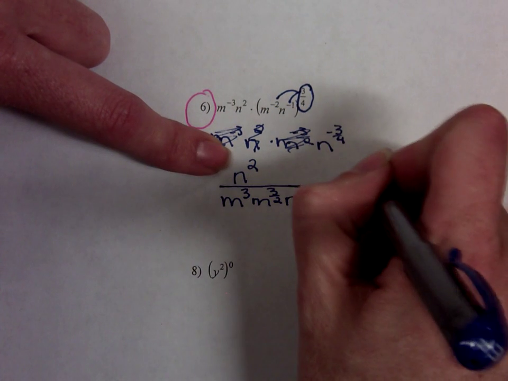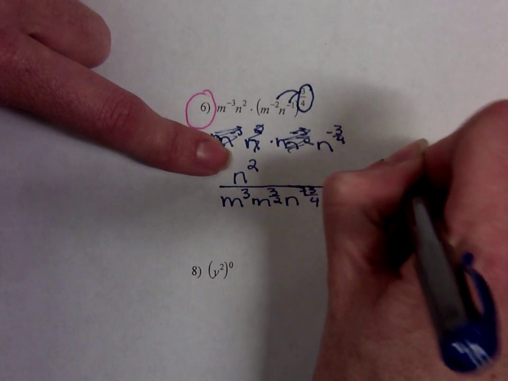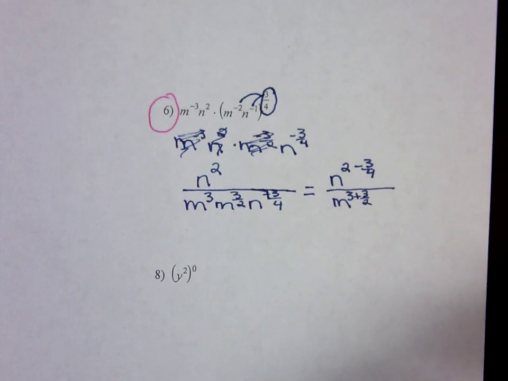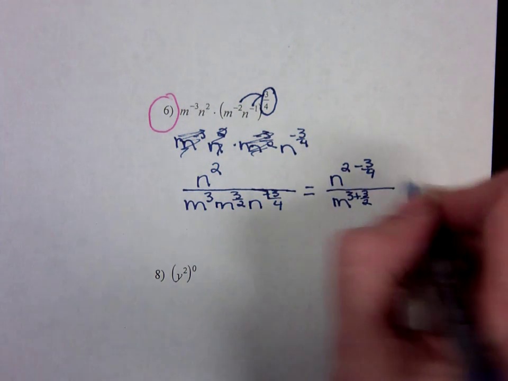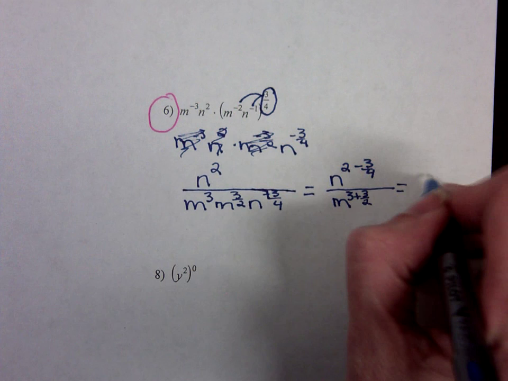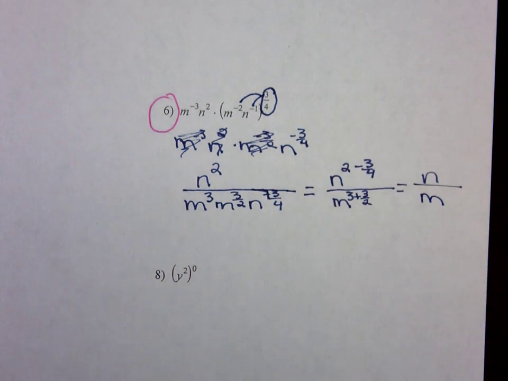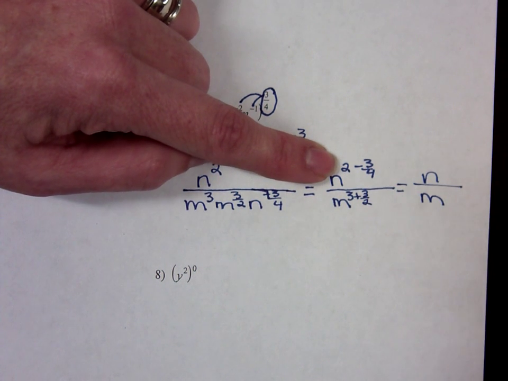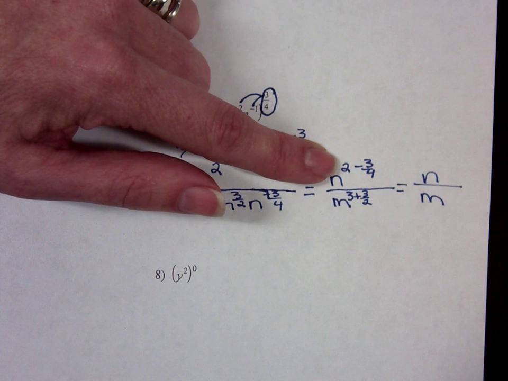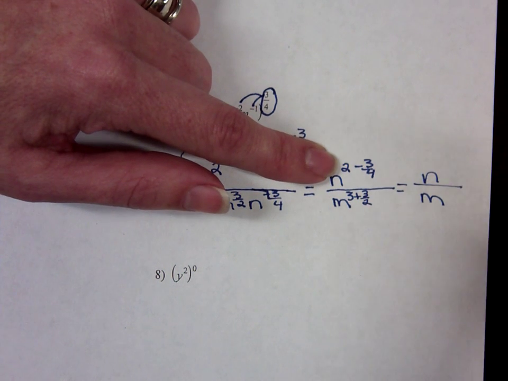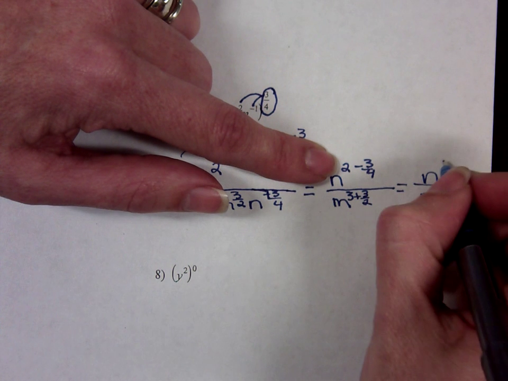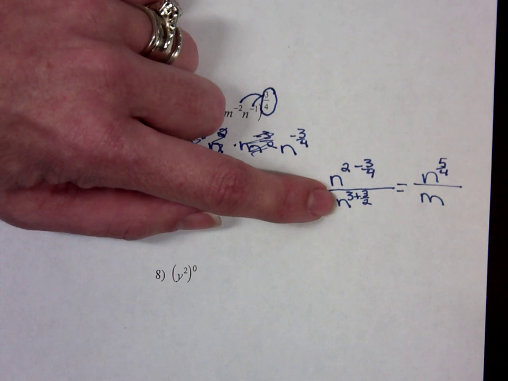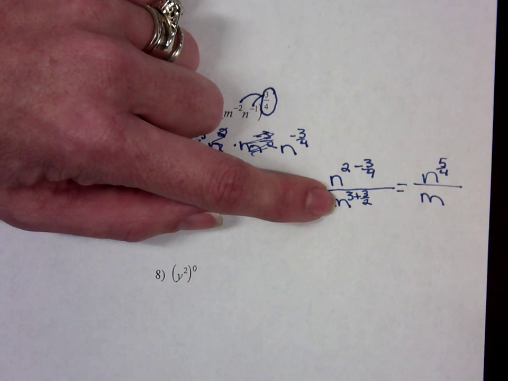Subtract, Armando. So n to the 2 minus 3/4. So what's 2 minus 3 fourths? 1 1/4. Good. 1 1/4, but I don't want to use the mixed number, so 5/4. Mm-hmm. And 3 plus 3 halves. Good.